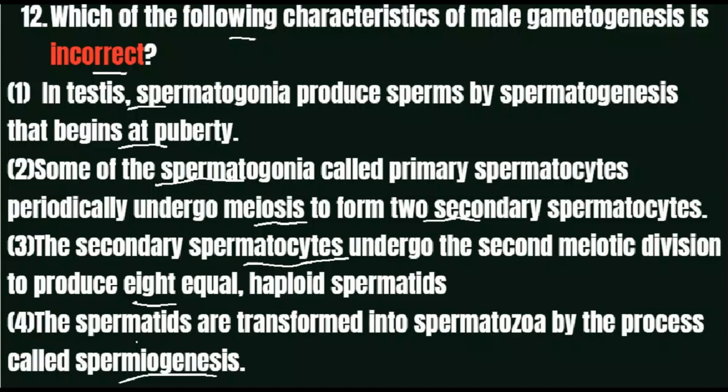Now, amongst all this, we have to pick up the option that is incorrect, that is wrong. The wrong is over here. It's not 8. It should be 4. So the answer that is incorrect is option 3. The secondary spermatocytes undergo the second meiotic division to produce 4 equal haploid spermatids, not 8.